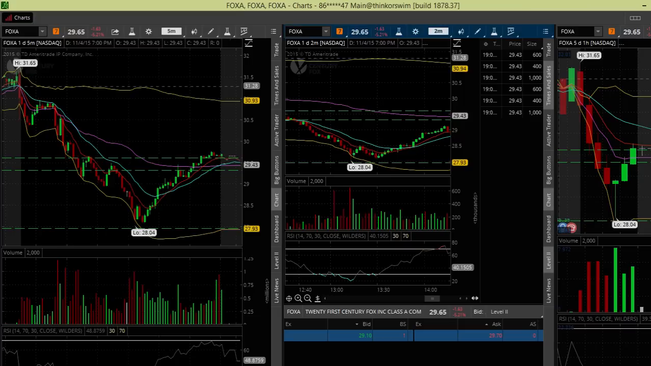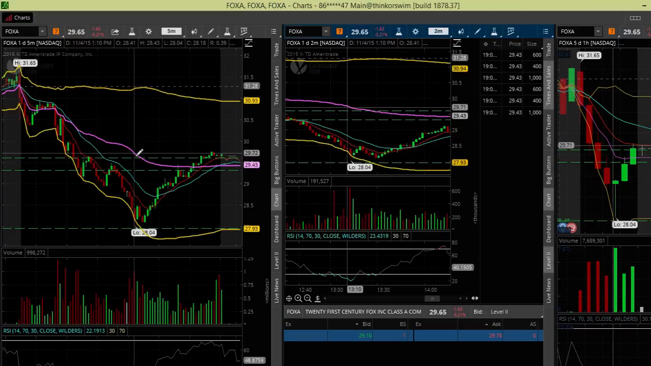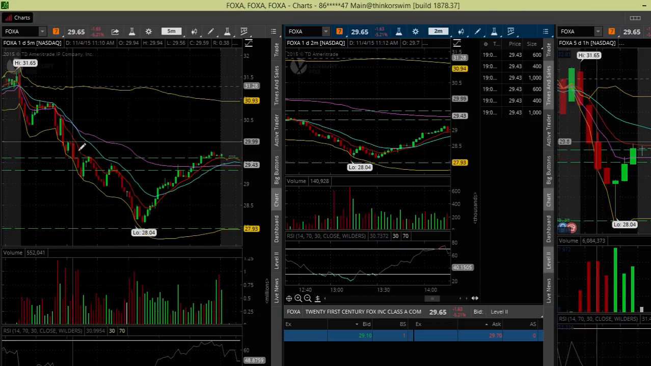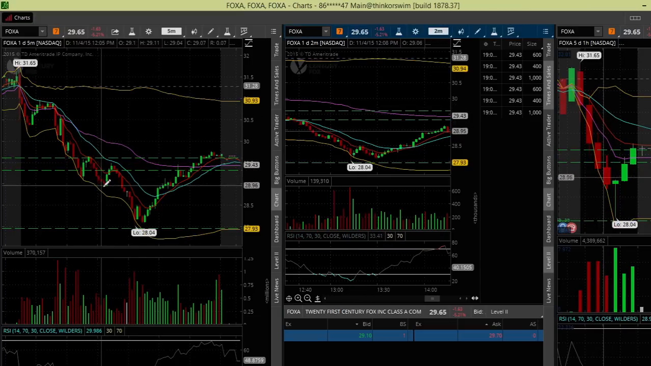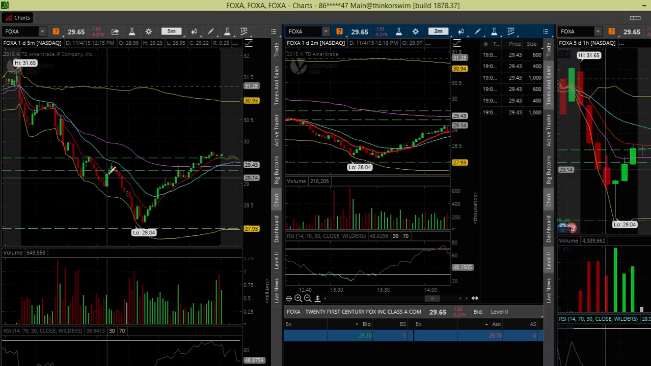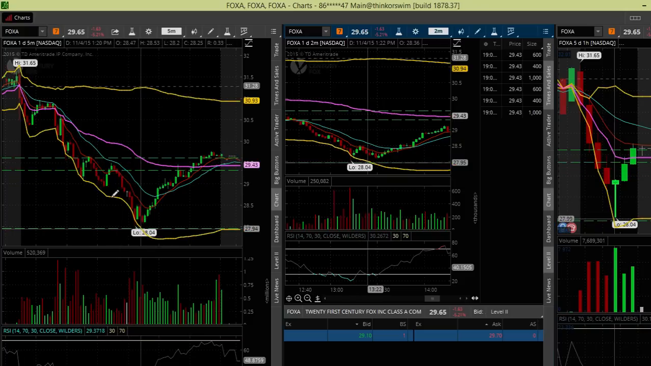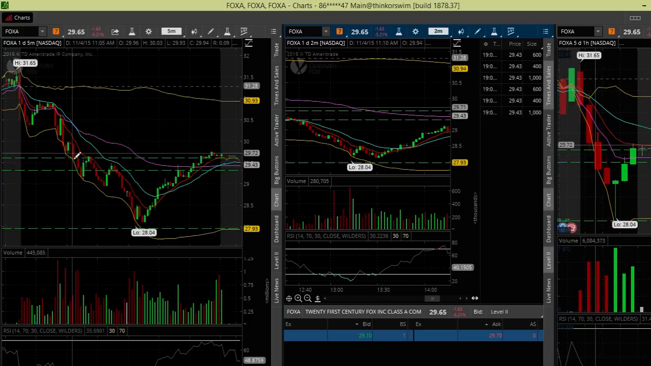So let me go back. FOXA was another one that hit our scan. And this one really gave you an opportunity again to short it on the way down, because this hit my reversal scanner in here.